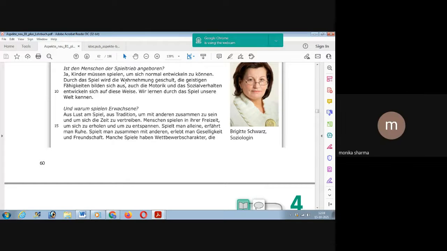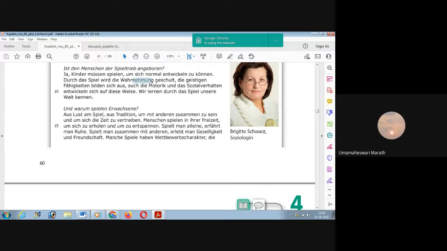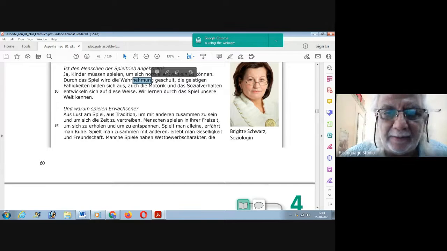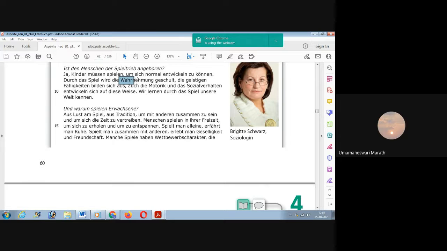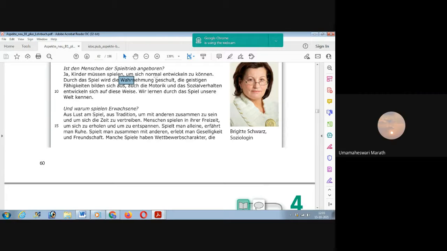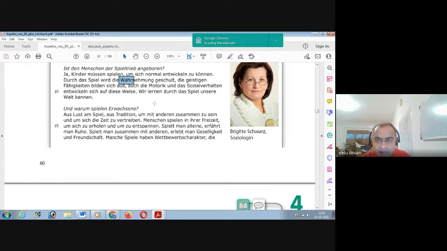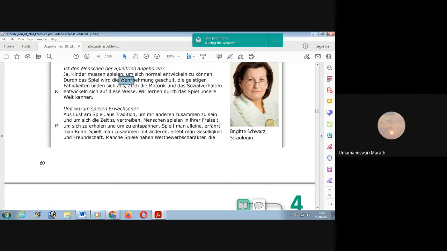Value. Rose is very close to that. Nehmen, to take, literally, and wahr is something which is real. Wahrheit means truth. So to take the reality, how I view or how I perceive things. Perceive, right? Wahrnehmung, noun, perception.